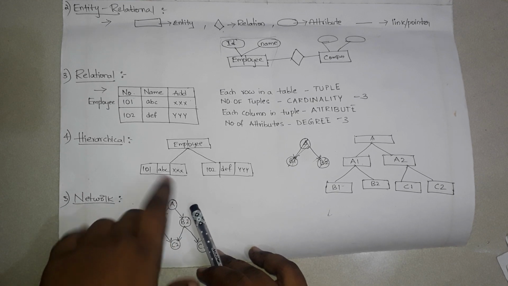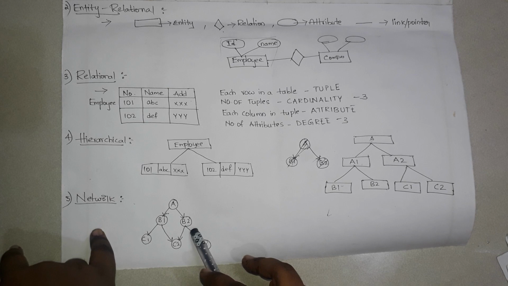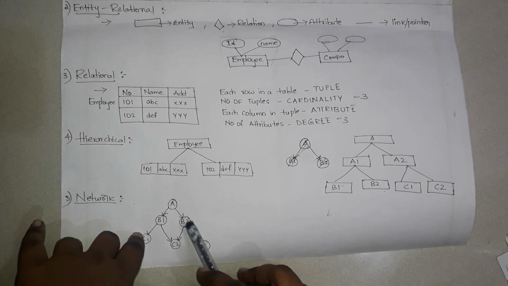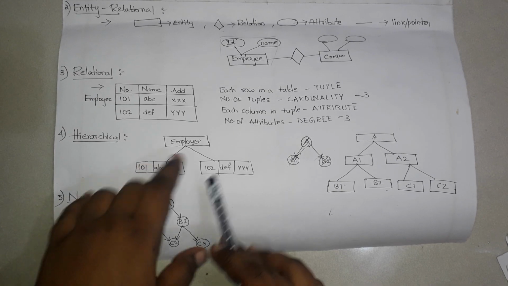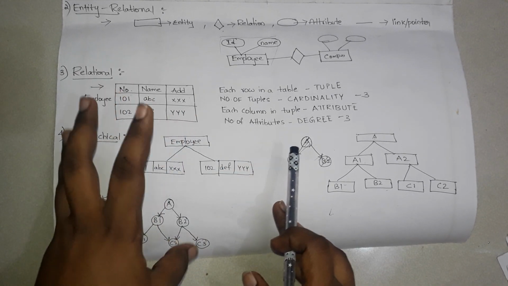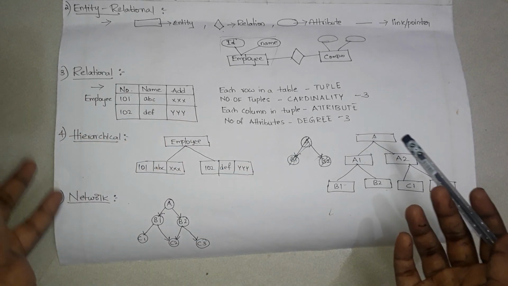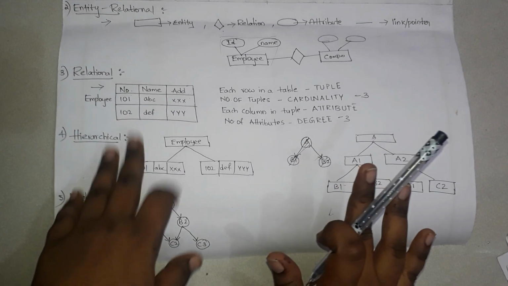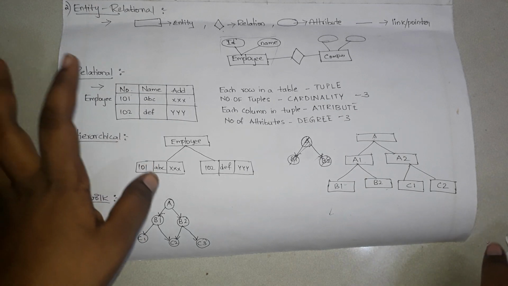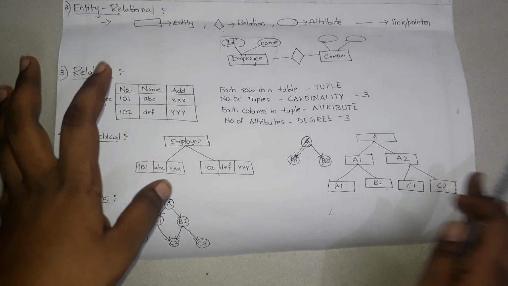Also, it has disadvantages. Insertion, deletion, and updating operations of any record require a large number of pointers and adjustments. And also, structural changes to the database are difficult, of course, in the network model, as we know before. This is the overall topic of database management system.